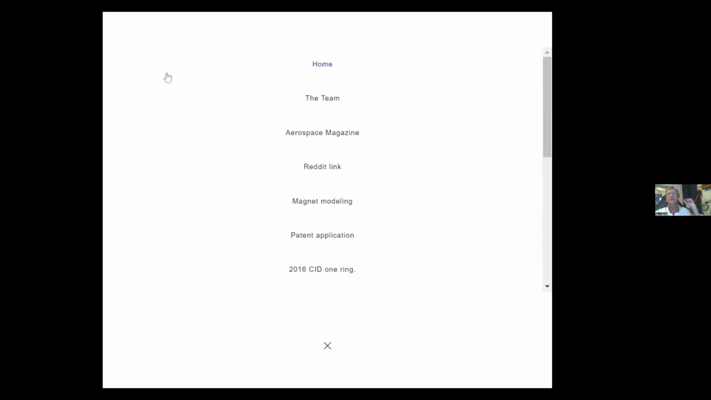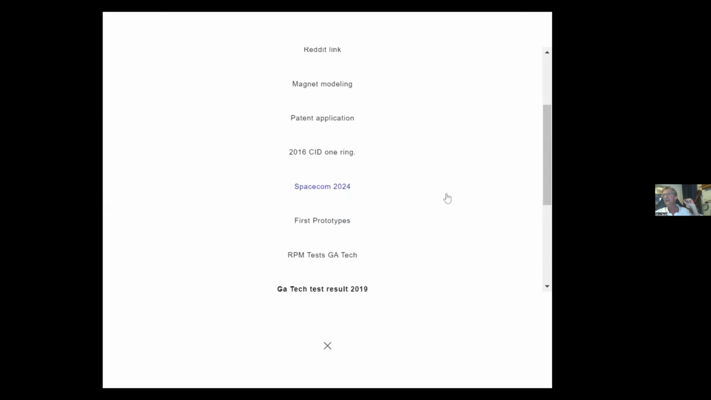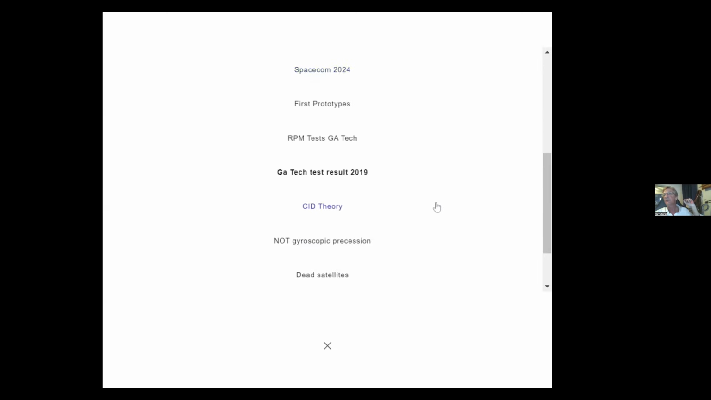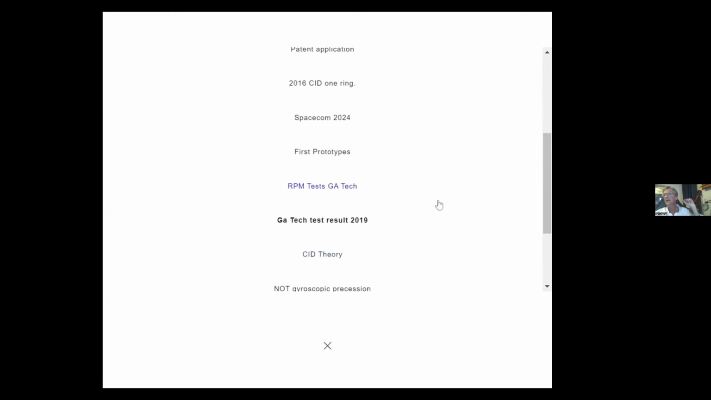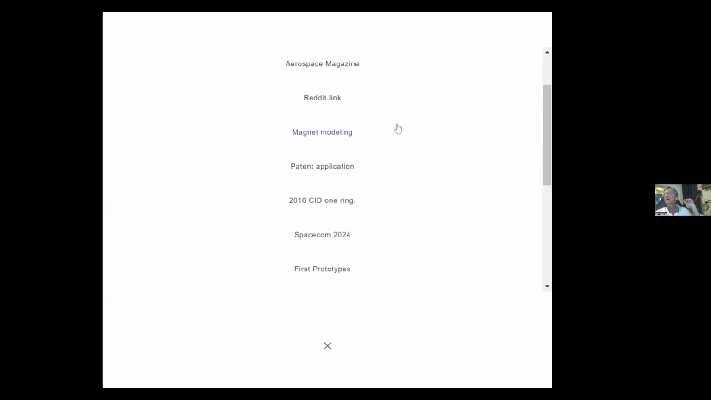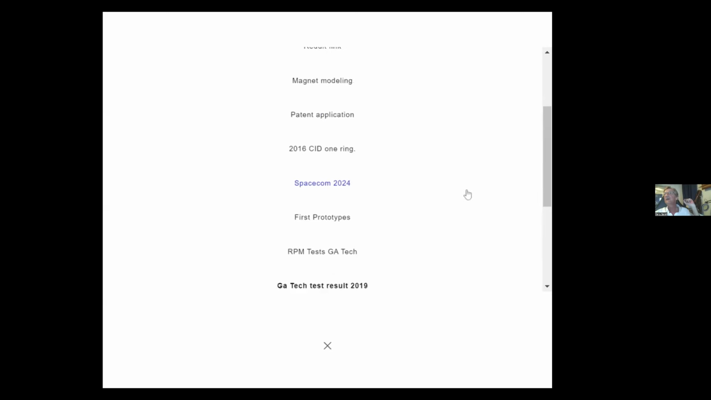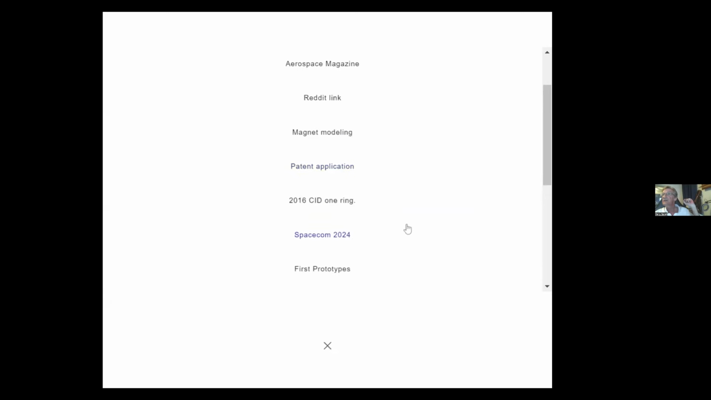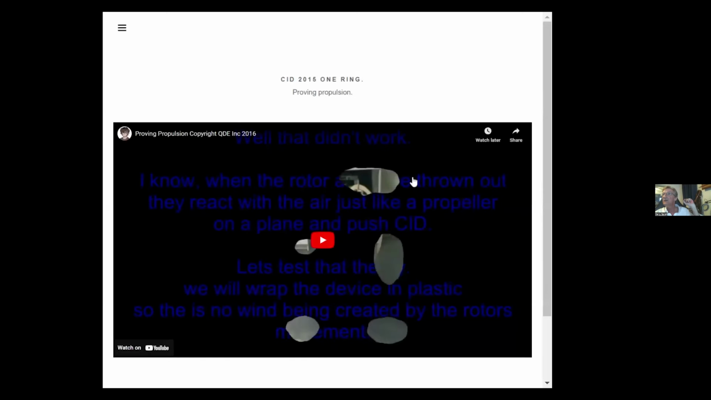We went back to Georgia Tech with our newest machine that proved that it worked. Wait, where's the... uh-oh. Is it not here? Oh no, that's the same... hang on guys, I'm sorry.